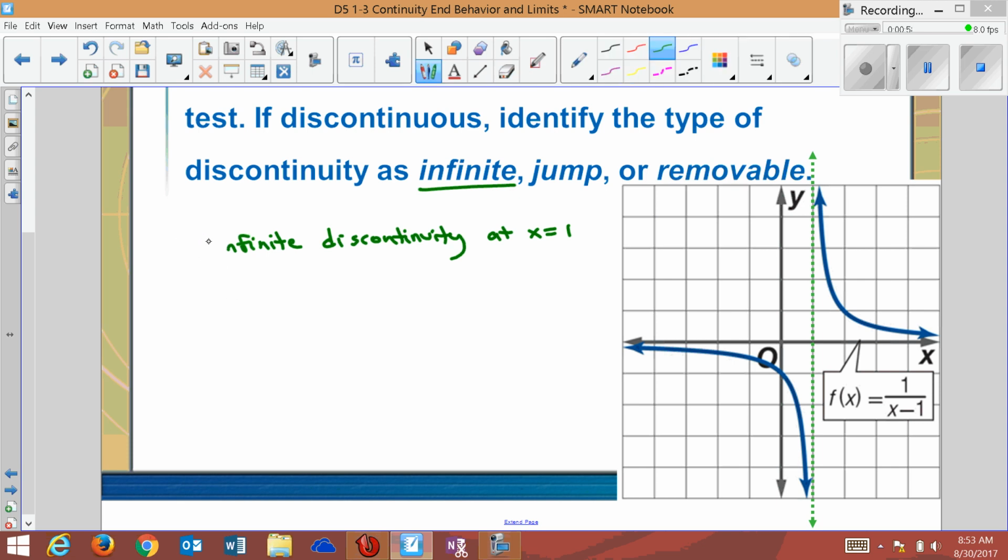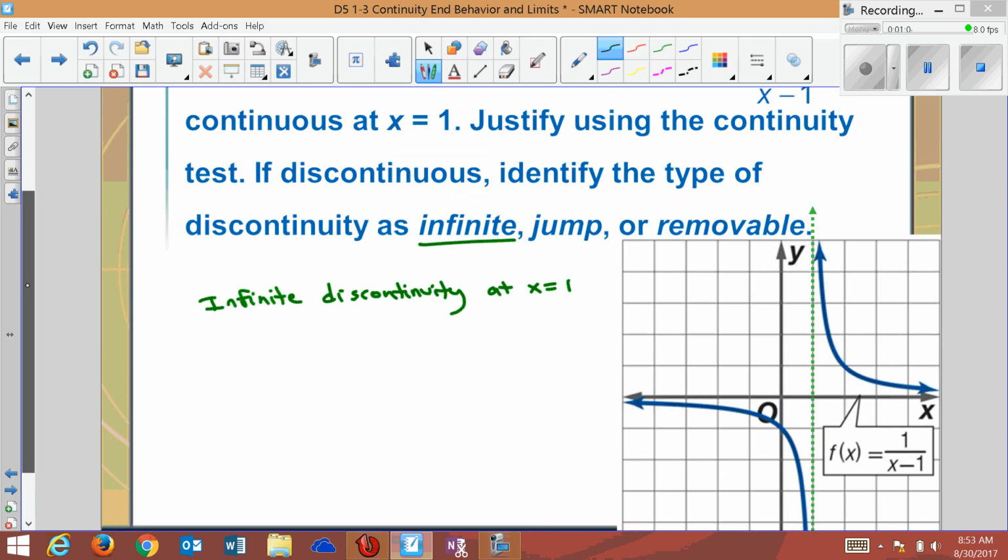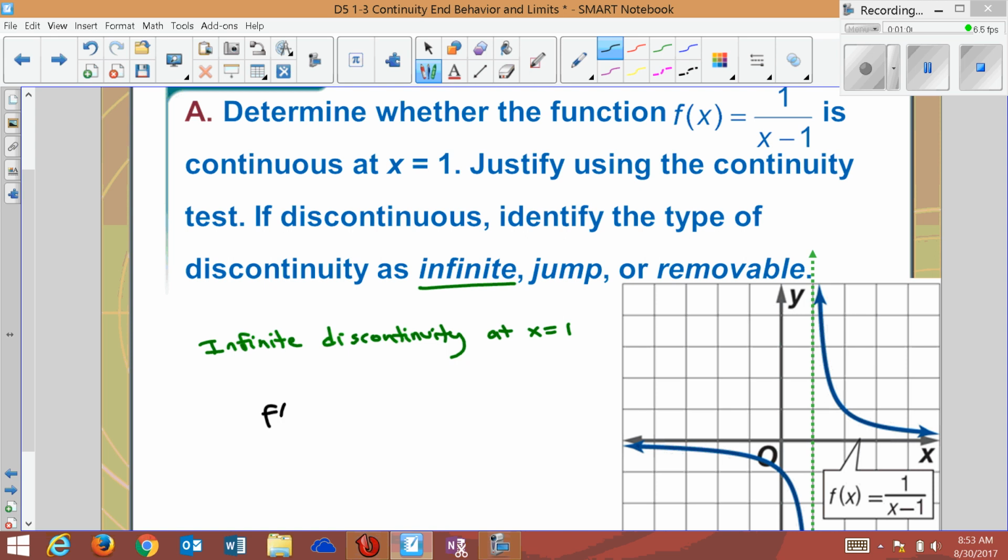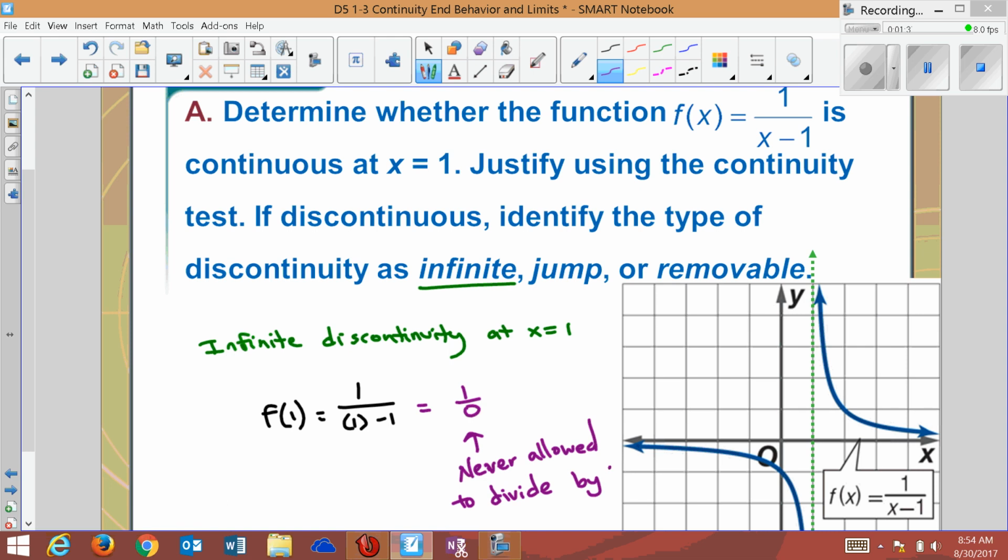And now a way of testing that is when we plug x equals 1 into the equation, we should run into problems. So here's your test. Let's look back up at the equation. If we said f of 1, that means we plug 1 into the equation, where I see the x. Well, as I go to simplify here, I have 1 over 0. And in math, you're never allowed to divide by 0. And that's why we have an asymptote. It's actually undefined. That's why we get an asymptote.